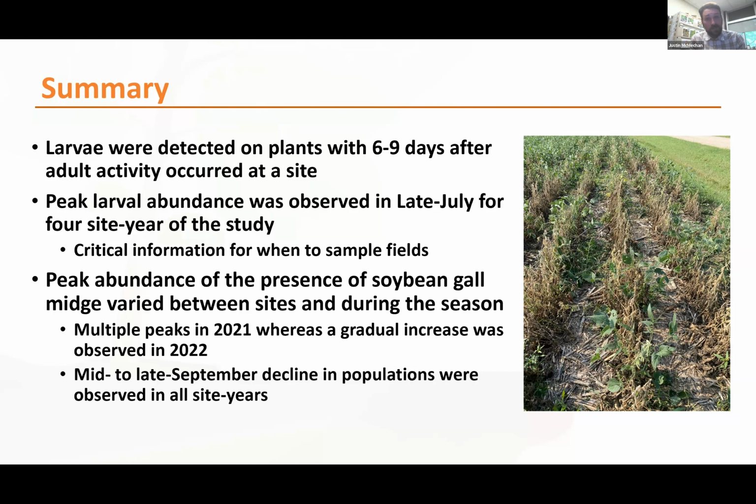Peak larval abundance, as I mentioned earlier, was in late July for 4 of the site years of the study. So that peak varied on how intense it was, but it typically occurred in late July, early August. And then the peak abundance for presence of soybean gall midge in soils was quite a bit more variable between sites and during the season. So we had multiple peaks in 2021 and this gradual increase that we saw in 2022. But in both years, we saw that mid to late September decline, which was pretty interesting.